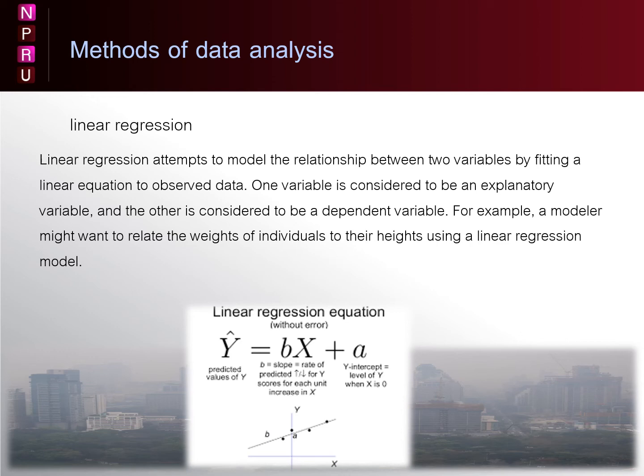And now, I will show you two forecasting techniques. The linear regression. Linear regression attempts to model the relationship between two variables by fitting a linear equation to observed data. One variable is considered to be an explanatory variable, and the other is considered to be a dependent variable. For example, a modeler might want to relate the weight of individuals to their heights using a linear regression model.